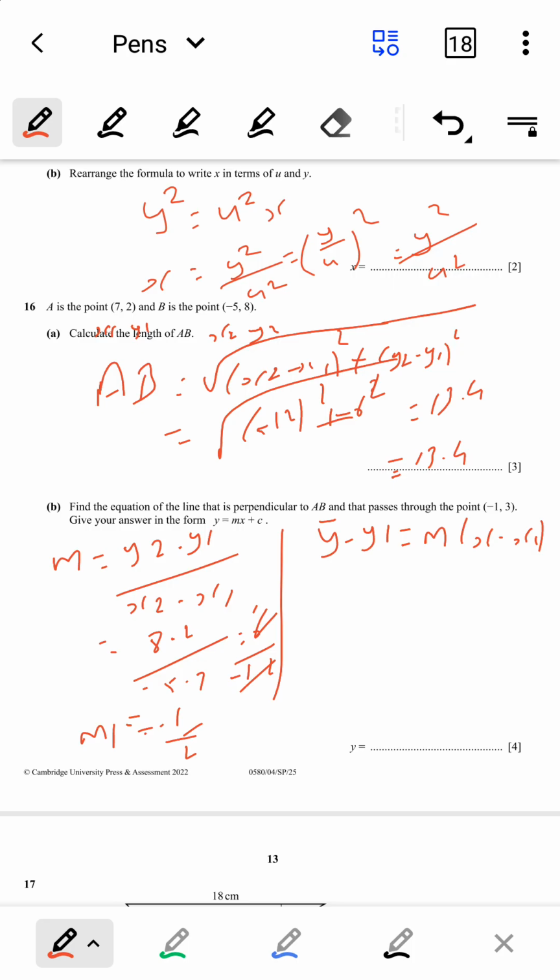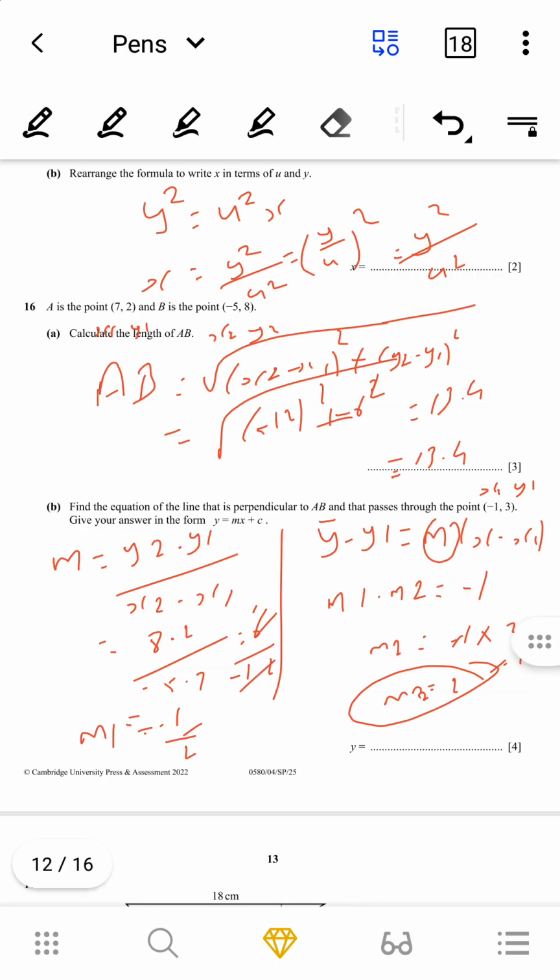But we are going to draw a line perpendicular to AB, so we need slope m2. For perpendicular lines, the product of the slopes will be equal to -1. So m2 equal to -1 by minus 1 by 2, that is 2 by -1, the minus cancels, so the slope is 2. We got m is 2, and the point we know: this is x1, this is y1. Substitute directly and we will get the equation.